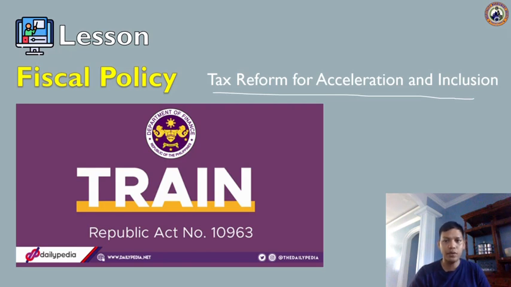Okay, so again, this is one of the tools of the government to help the economy of our nation. So the TRAIN law aims to make the country's tax system simpler, fairer, and more efficient to promote investments. And also it creates jobs and reduces poverty. Okay, so the reform includes the amendments on the personal income tax, also the passive income for both individuals and corporations, also the estate tax, donor's tax, and value added tax, or we call it VAT, and also excise tax, documentary stamp tax, and tax administration, and among others.